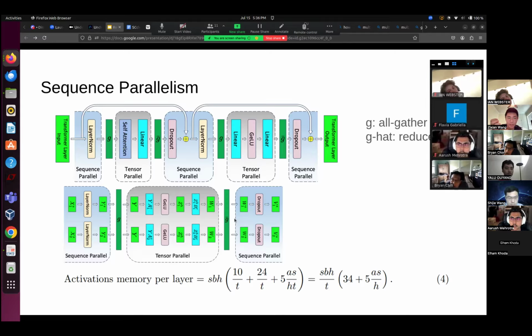During back propagation, the G hat will distribute again to the different GPUs because you are doing weight updates. You need to pass your gradients, and then for the G in back propagation, it will combine all the values and pass them back to previous layers. So you can think of G and G hat as GPU communications for passing values across GPUs. Does that help?